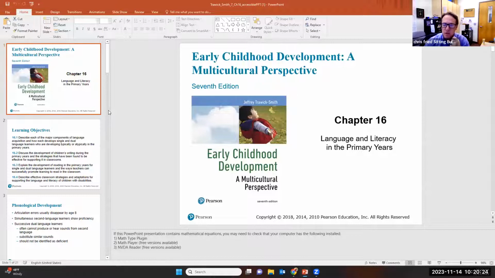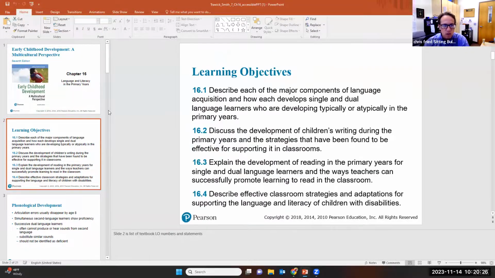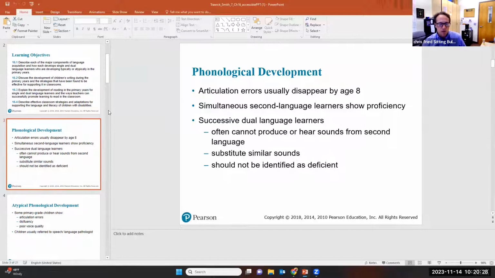Still in the primary years here. So now, talking about language and literacy in the primary years for kids in grades 1 through 3, which is considered those primary years. We look at phonological development. We're going to look at the different stages of language development and language literacy in this age group. First is phonological development.